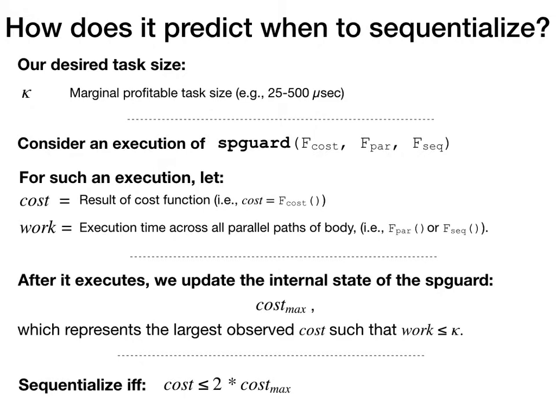So finally, we have the sequentialization decision. The SP guard uses the cost max cell to make its sequentialization decision as shown at the bottom of the slide. It just says that if the current cost is less than 2 times the current value of cost max, then you sequentialize, otherwise you parallelize.